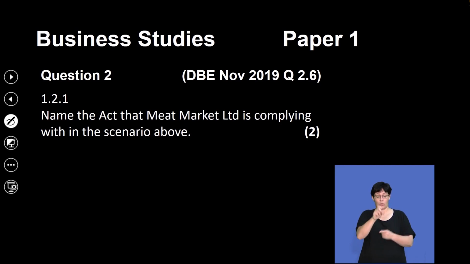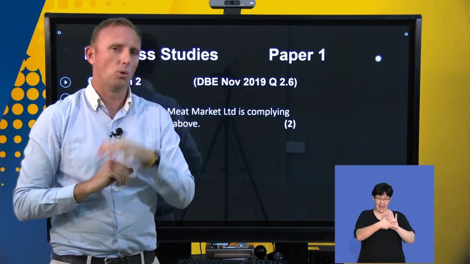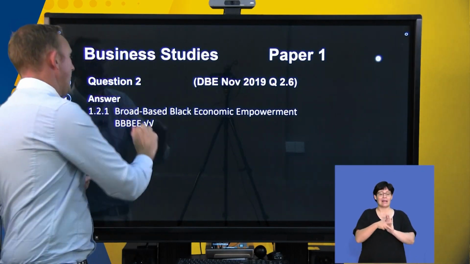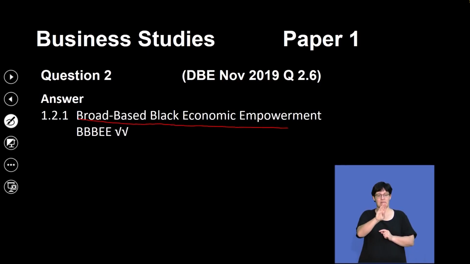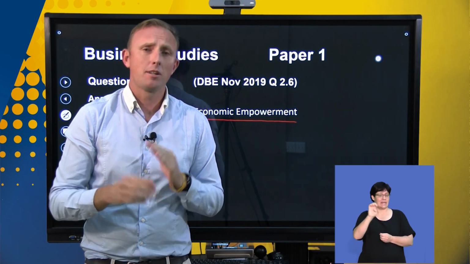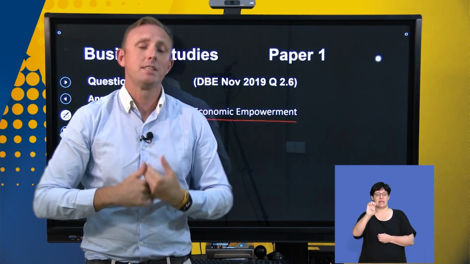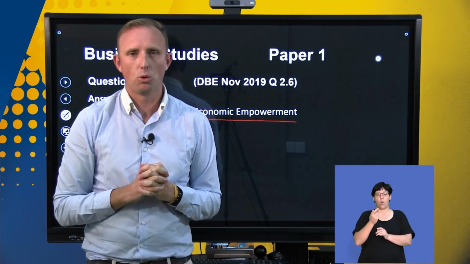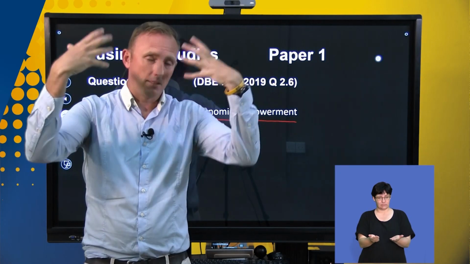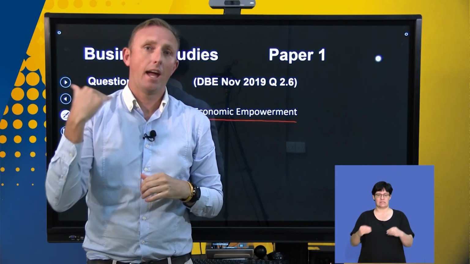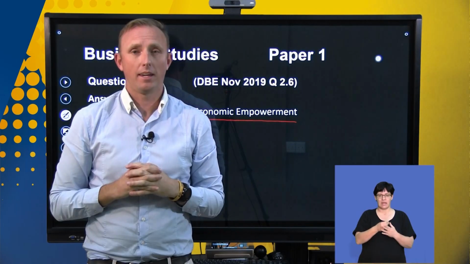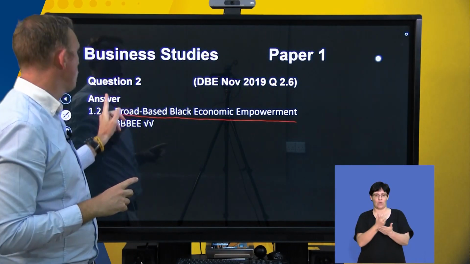The first question is: name the act that Meat Market Limited is complying with in the scenario above. The minute you see the word act, you know that it's a law. So let's look at what act is there, and it's the Broad-Based Black Economic Empowerment Act. Do not confuse it with BEE. Broad-based black economic empowerment is a law that the government brought out, in which it regulates how businesses can take part in broad-based black economic empowerment. So that's the first part of that question.